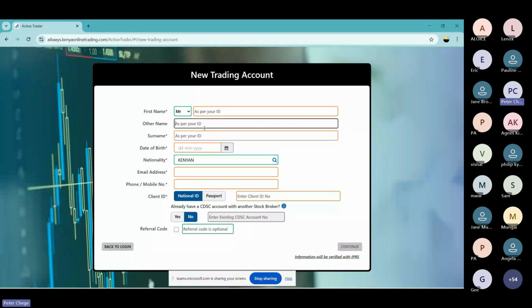Bank details, they should be your bank details and they are correct. Otherwise, you need to fill a form to amend CDSE details. So that is on the online portal. Let's go quickly on mobile app.